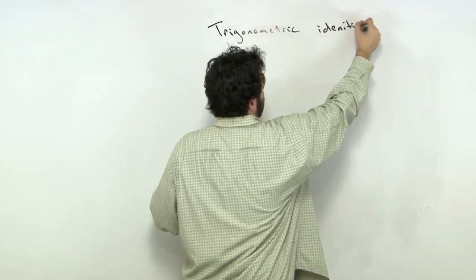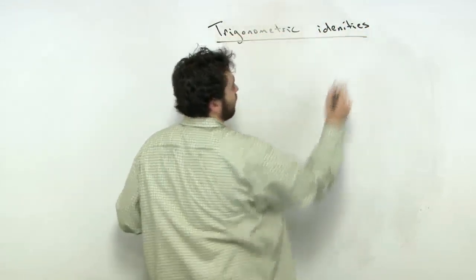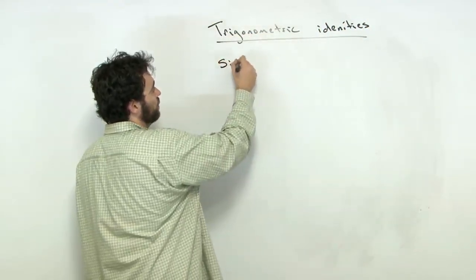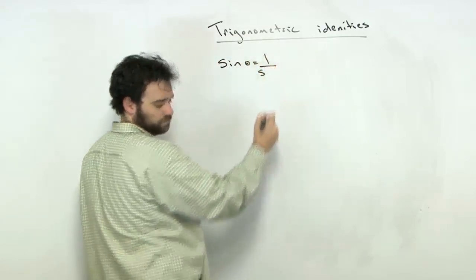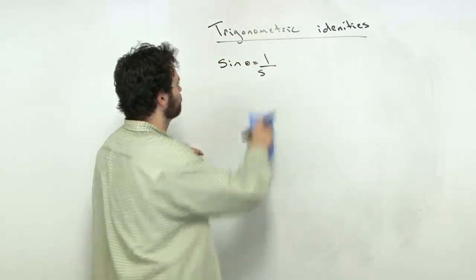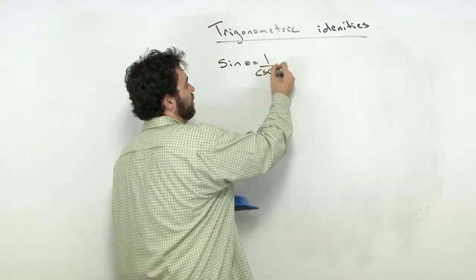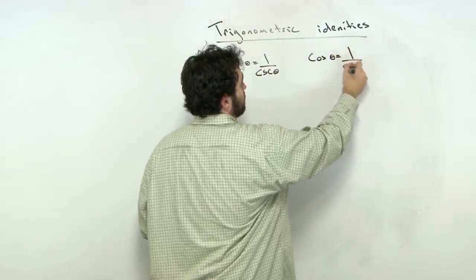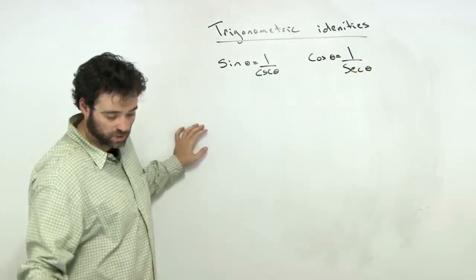Identities, trigonometric identities. And this, we should remember: sine of theta is equal to 1 over cosecant theta, same as cosine theta is equal to 1 over secant of theta. So these are some identities we should know.